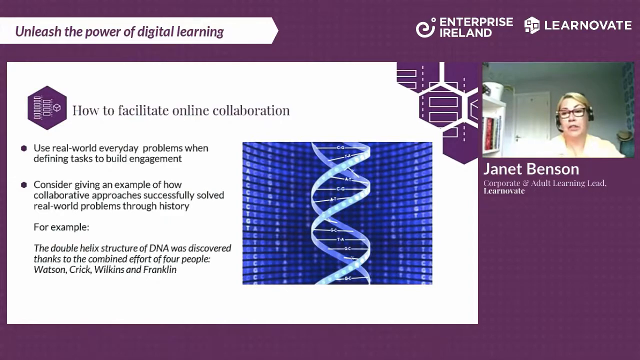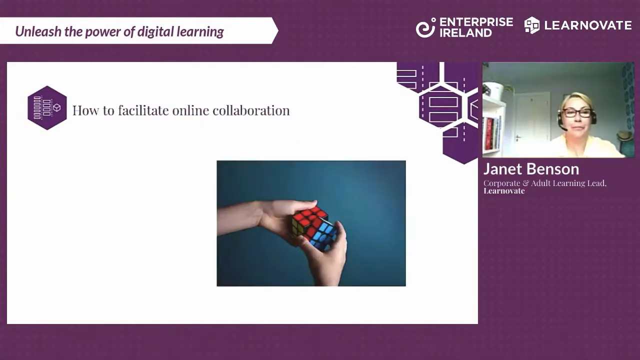Maybe not all our collaborations will generate this level of discovery, but we'd like to aim high. So facilitating online collaboration. So we want to focus on tasks that promote problem solving and critical thinking. So again, giving people problems to solve and work together through those problems.